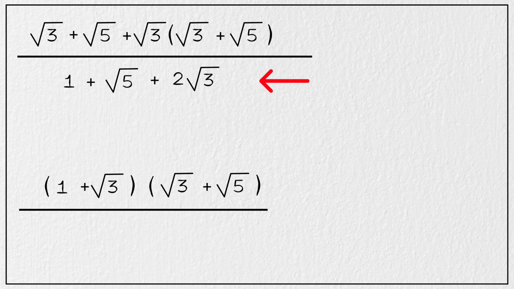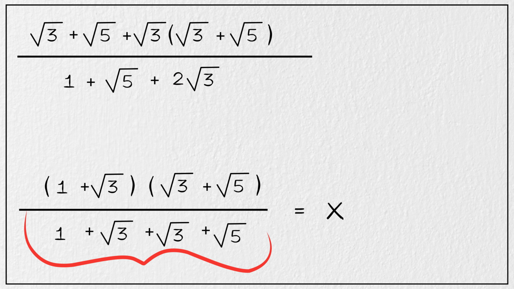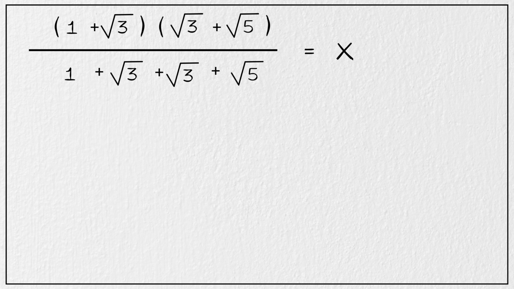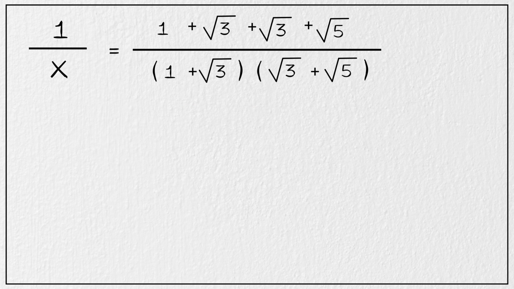In the denominator, we can rearrange the terms 2 times the square root of 3 as 1 plus square root of 3 plus another square root of 3 plus square root of 5. Let's call this entire fraction x. Now here comes the cool part. If this expression is x, then its reciprocal, 1 divided by x, will be the inverse of this messy-looking fraction, correct? Now let's try to simplify this.